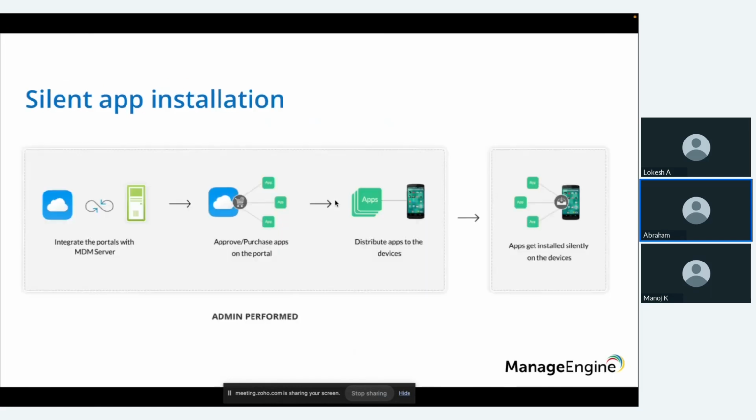So this is the architecture of how the silent app installation works. The first step is that you integrate your mobile device manager server with the respective app portals like Apple Business Manager or the managed Google Play. And once you have these portals integrated, the next step is to purchase the applications from the respective portals, and those applications will be synced with your MDM server app repository. And after that process, this application needs to be distributed to the respective devices, and the devices will have the applications installed on them automatically.